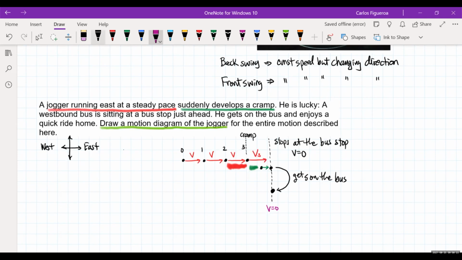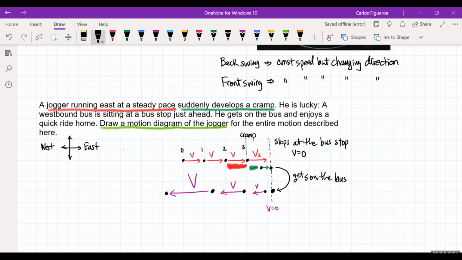Now what happens to the bus? It starts to speed up, and as it speeds up, we expect the bus to be moving faster. There's no arrow in the beginning, but then the bus's arrows have to start getting longer. So we're seeing an increase in speed in the bus. At some point, the bus has to start stopping.